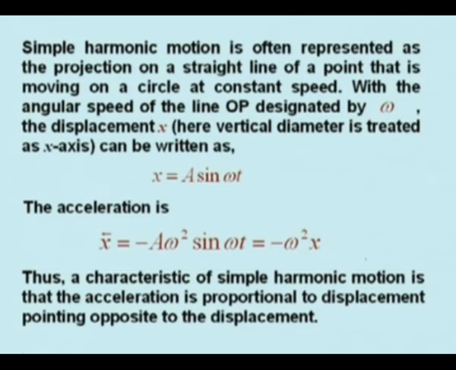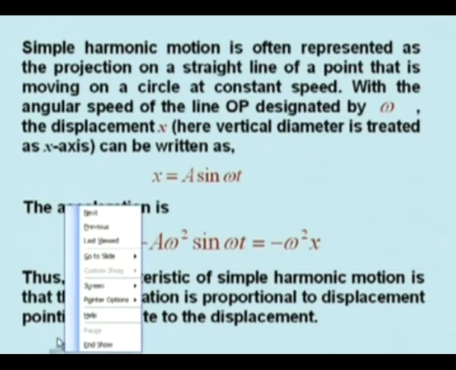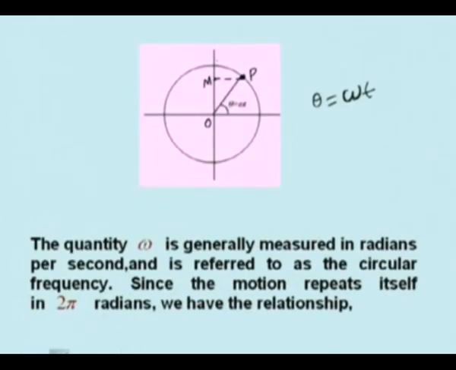Thus, a characteristic of simple harmonic motion is that the acceleration is always proportional to displacement pointing opposite to this displacement. If x is equal to a sin omega t, then x double dot, the acceleration, will be minus a omega square sin omega t, that is minus omega square times x. Therefore, in a simple harmonic motion, acceleration is proportional to displacement pointing opposite to the displacement, okay, so that means pointing towards the origin, whatever you have taken.